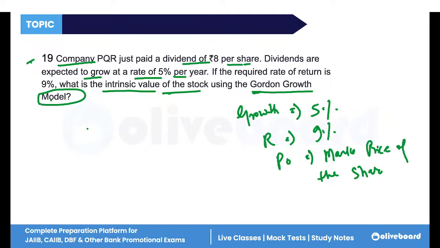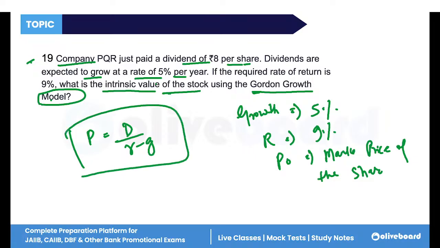See, the Gordon growth model formula is P = D1 / (R − g). Just now we have done this. Now, the values are already given to you: just paid a dividend of 8 per year, which means this is the past year dividend. D0 is given as 8. So first you have to find the present year dividend, that is D1.